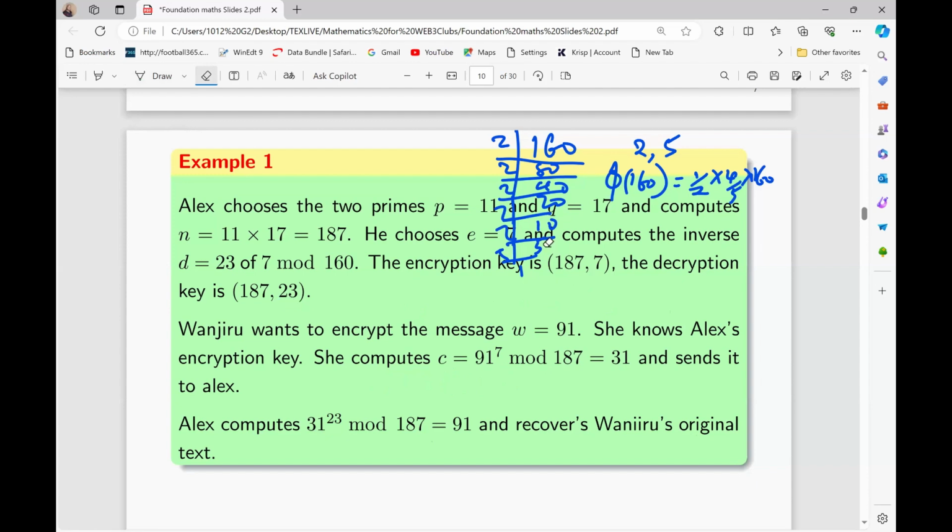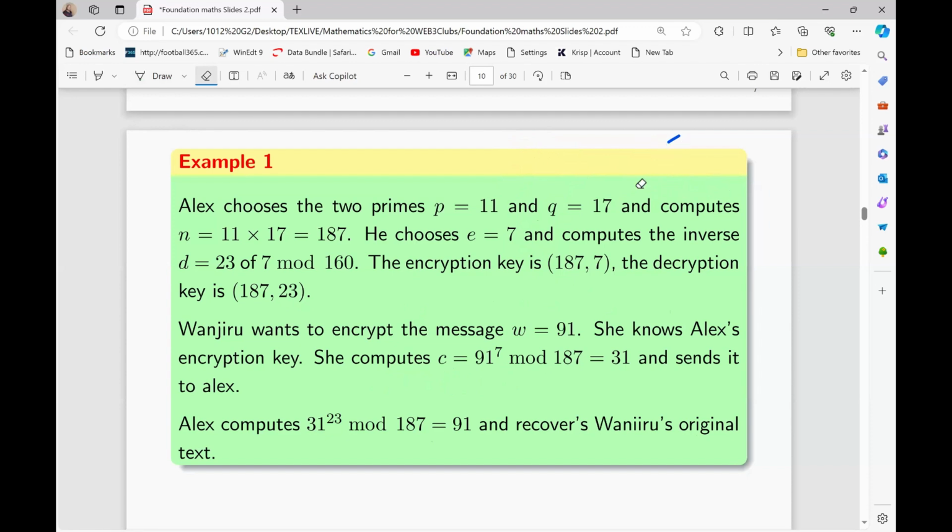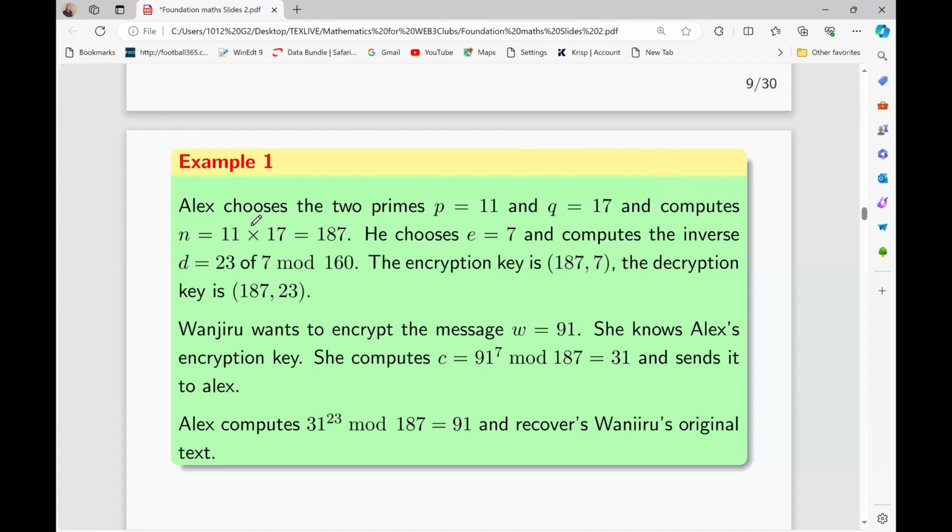Now Alex is done. He has done what he was supposed to do. He now waits for anybody who will want to send him a message. Once he makes his keys public, he doesn't need to make another key for another person. He makes it once, and in his lifetime, that will be the key. So anybody who wants to send him a message would be using that key.